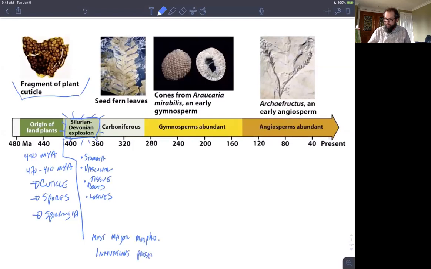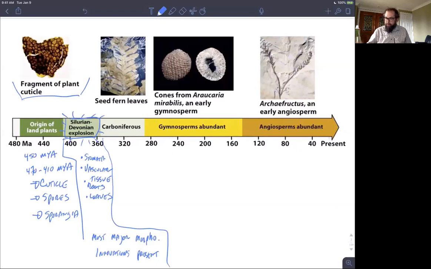And so really, this is just like what we see in the Cambrian explosion with animals. We see lots of these major body plans in the Cambrian explosion. Same thing is going on with the Silurian-Devonian explosion. So this is just as important of an event, maybe more important of an event, since we're talking about plants and the foundation of ecosystems on land to have happened during plant evolution.